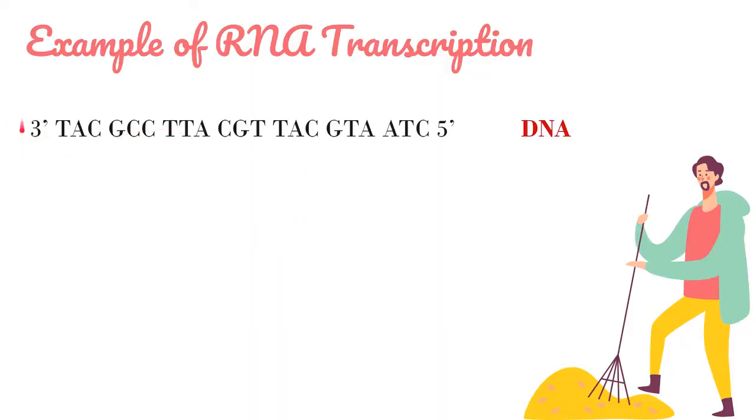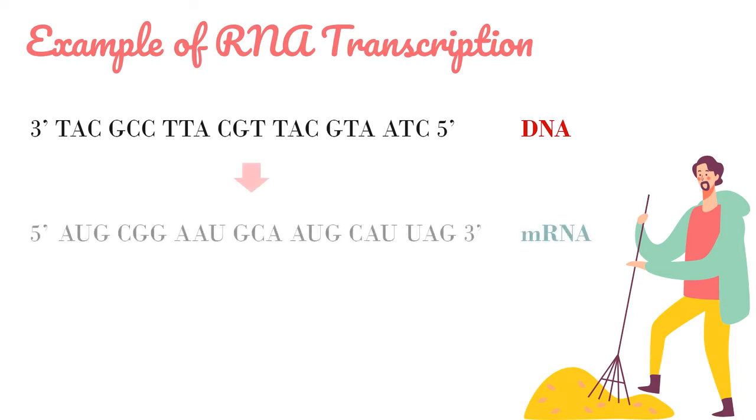So let's take, for example, this DNA strand for our RNA transcription. This DNA strand is found in the nucleus, and we want to make a copy of it as RNA so that it can leave the nucleus and go to the ribosomes for protein synthesis. So how will it happen? The mRNA will make a short copy of this DNA strand.